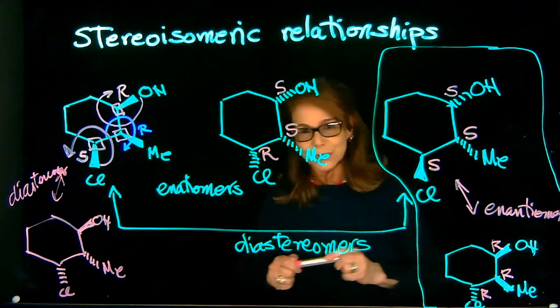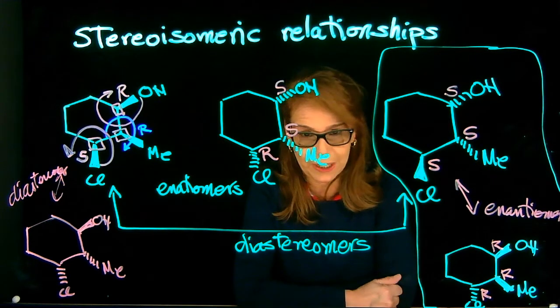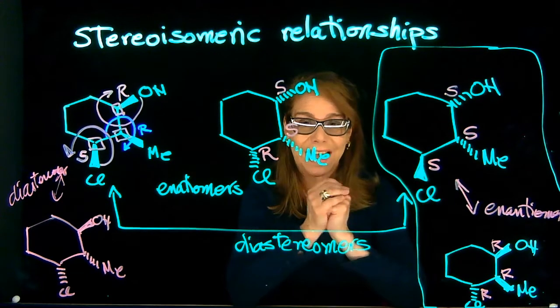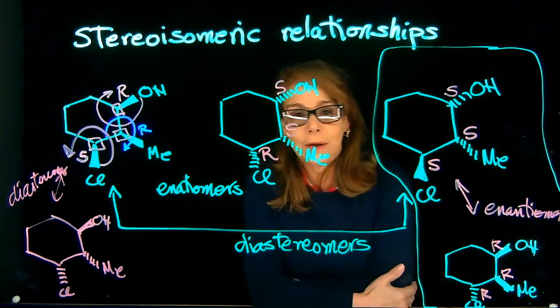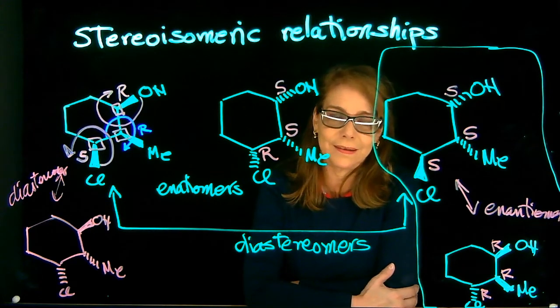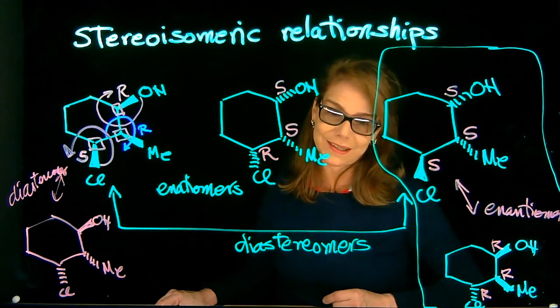Okay? So this is what you will be doing. If the molecule has multiple chiral centers, the enantiomer will have the opposite configuration at every chiral center. If there is only one that's not inverted, then they will be diastereomers. We will be doing more exercises on this.